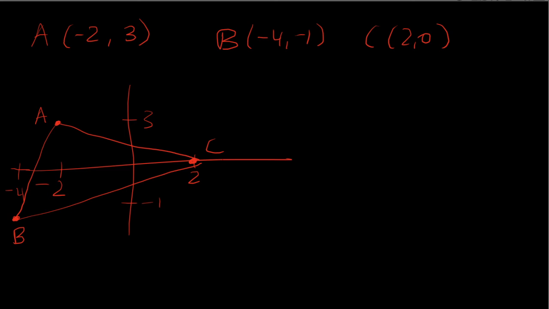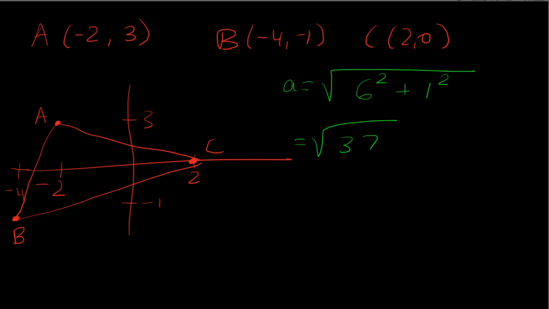So I'm going to start with A by default. A is the length of BC. So we're going to look at the change in x. So it changes from -4 to 2. That should change in 6. The y changes from -1 to 0. That should change in 1. So that's going to be root 37.